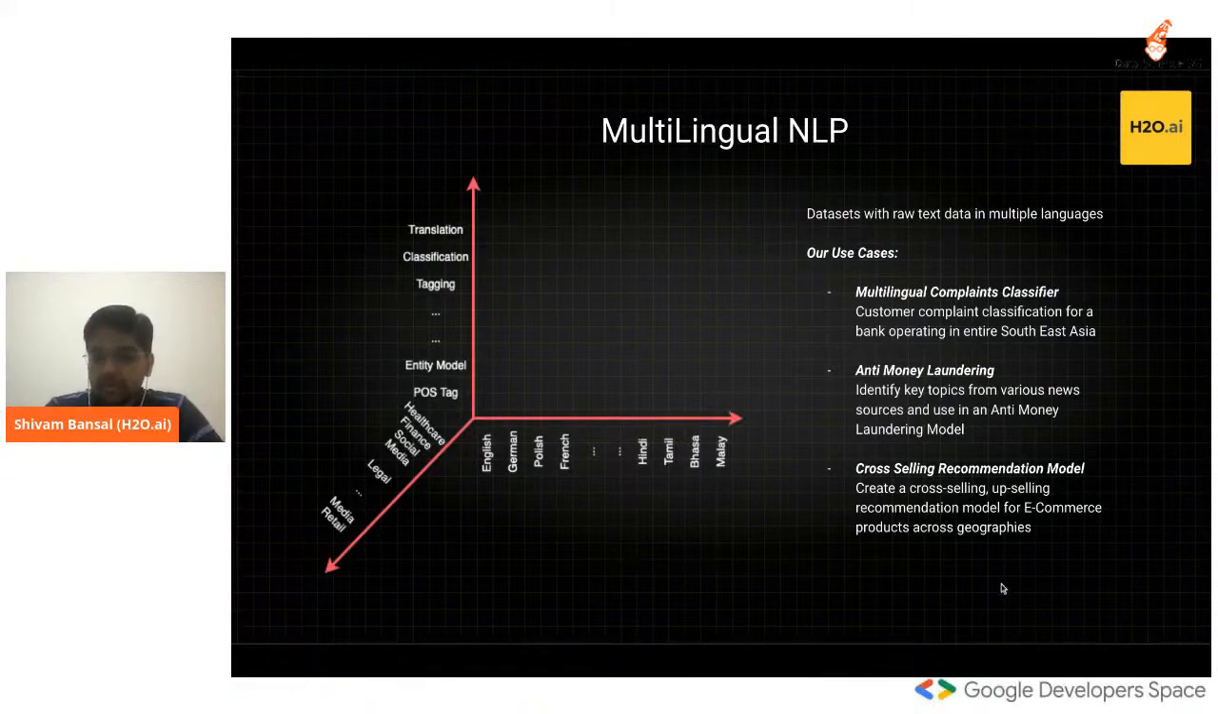And the third use case that we did was a cross-selling recommendation model for an e-commerce company who started their operations in one country, but wanted to expand to multiple countries. One of the challenges they had to deal with was the multilingual aspect, where they really wanted to take care of the product descriptions, the product details, and so on in different languages. And that's where again we used our approach, that we will be walking through shortly, to build this cross-selling recommendation model.